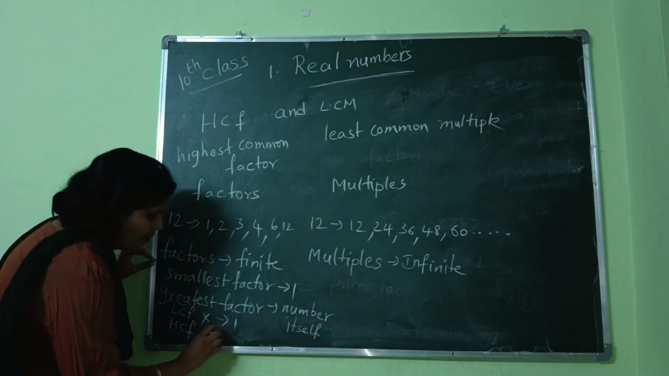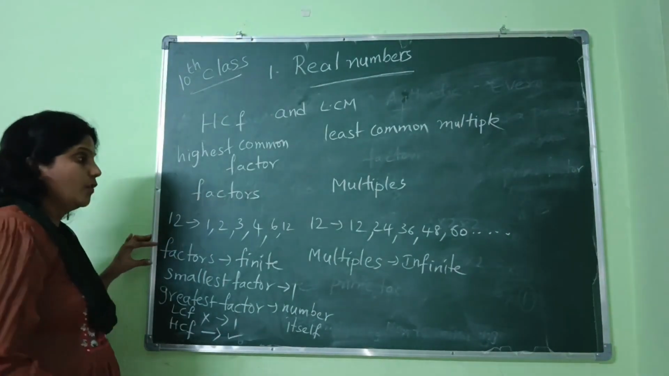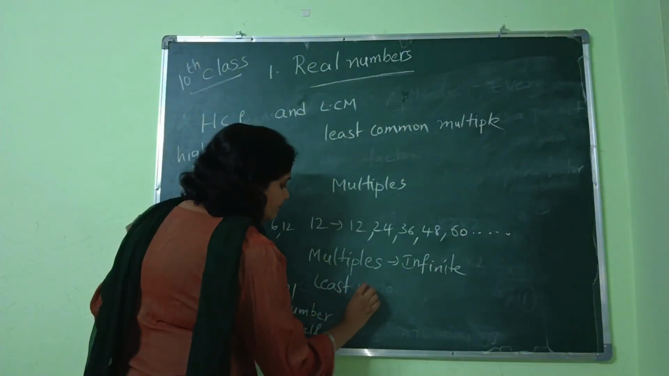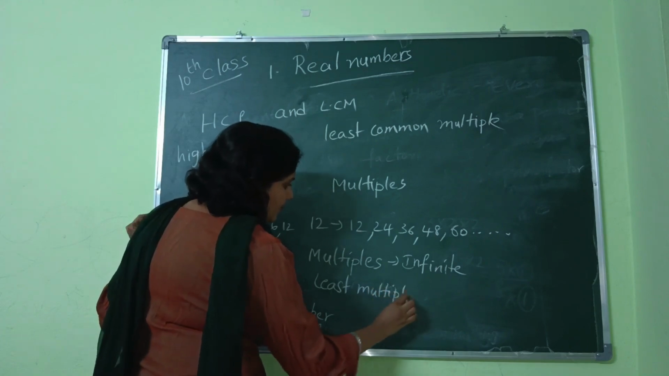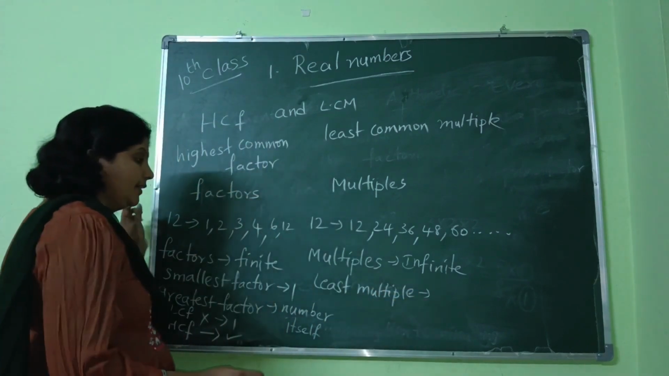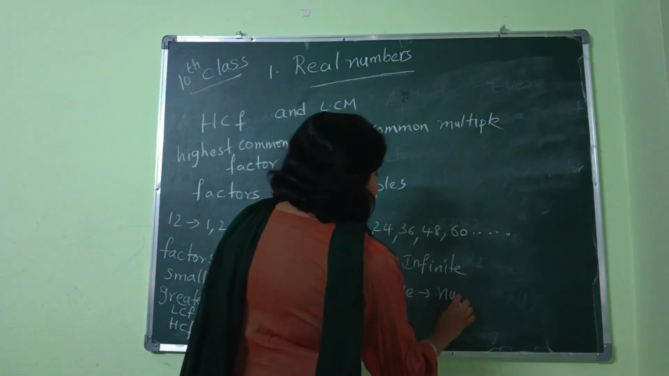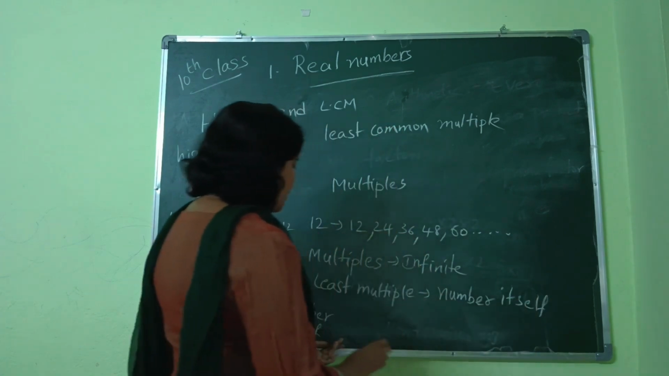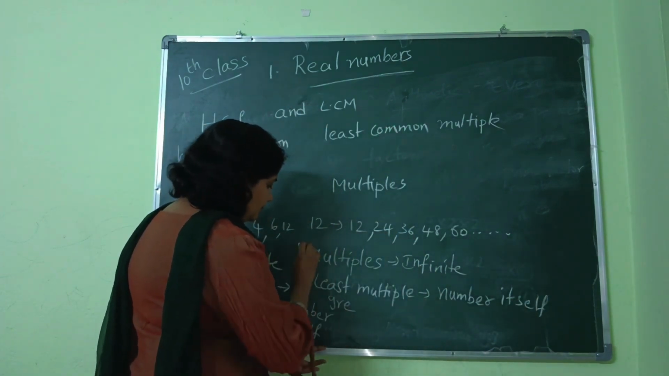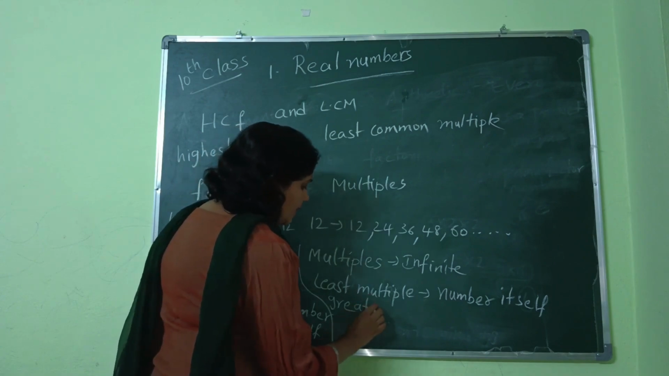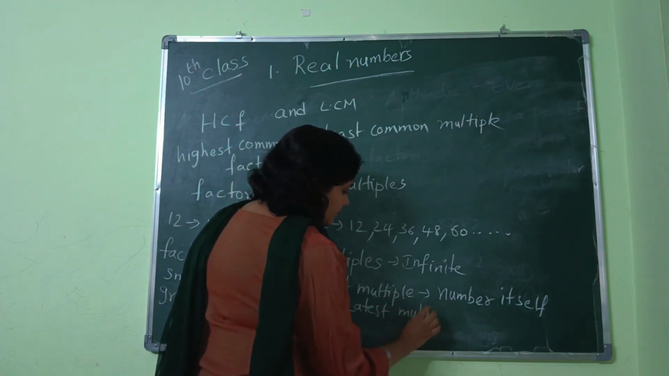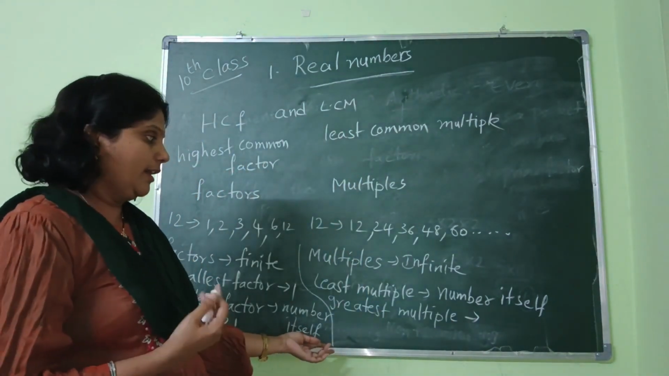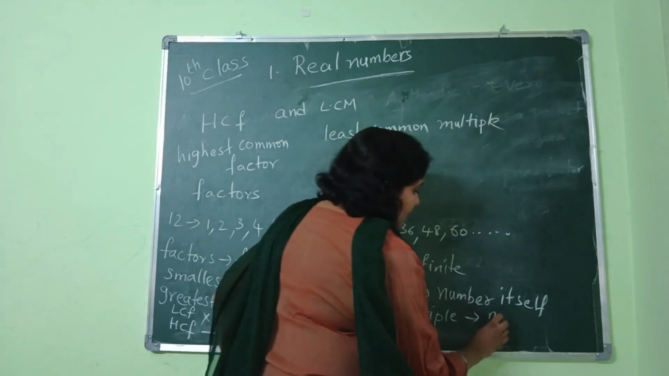So we will discuss this highest common factor. Multiples are infinite. What is the least multiple? The least multiple is the number itself. So what is the greatest multiple? Is there a greatest multiple? No. Why? Because there are infinite terms, so it is not defined.